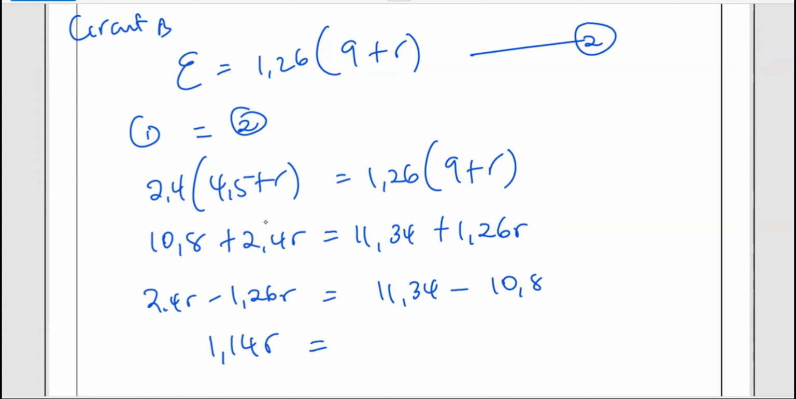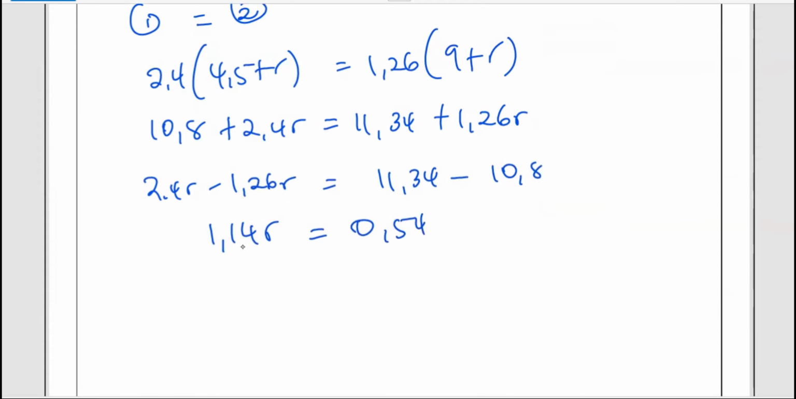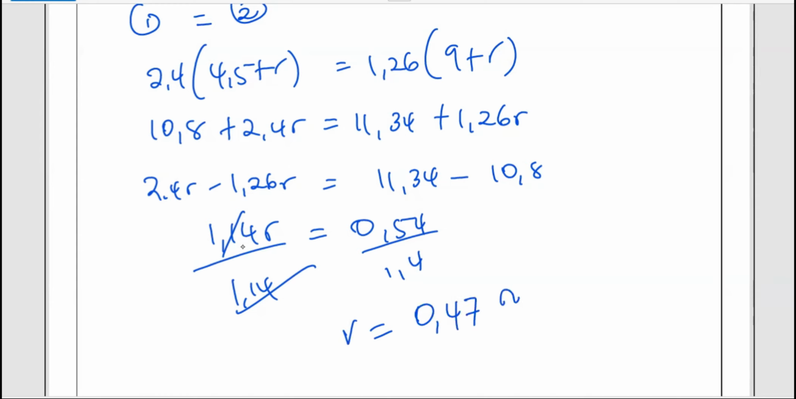Then 11,34 minus the 10,8, I'm getting 0,54. Let me divide both sides by 1,14. So what's our R? That gives me 0.47 ohms. Let me just leave it to 2 decimals.